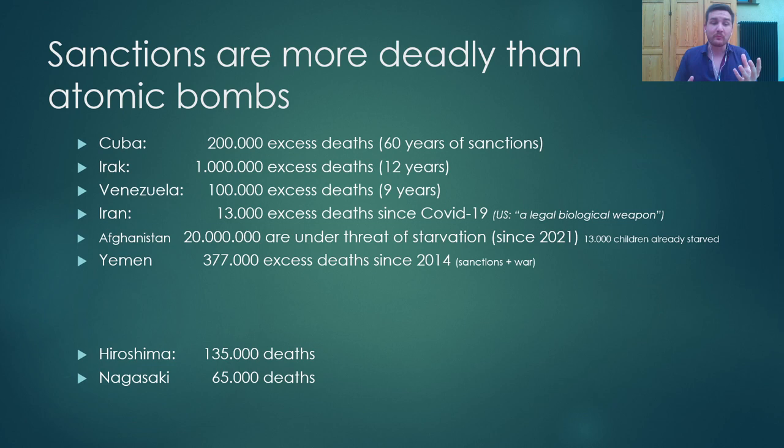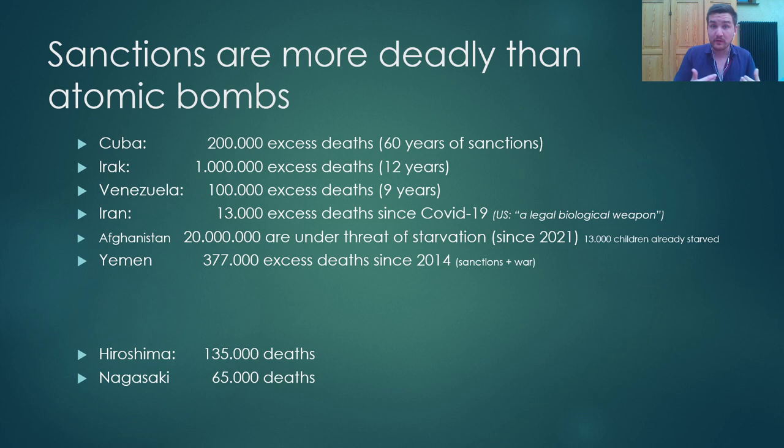Iran and Italy were among the first countries to be hit by COVID. And in the case of Iran, the United States said, wow, this is basically like a legal biological weapon. So they tightened their sanctions to make it harder for Iran to import medicine, for example. And Iran had to import face masks with their military aircraft. They had to fly to the United Arab Emirates because there was not a single shipping company, naval company, or airline willing to import those face masks into Iran. So they had to fly them in through their military.